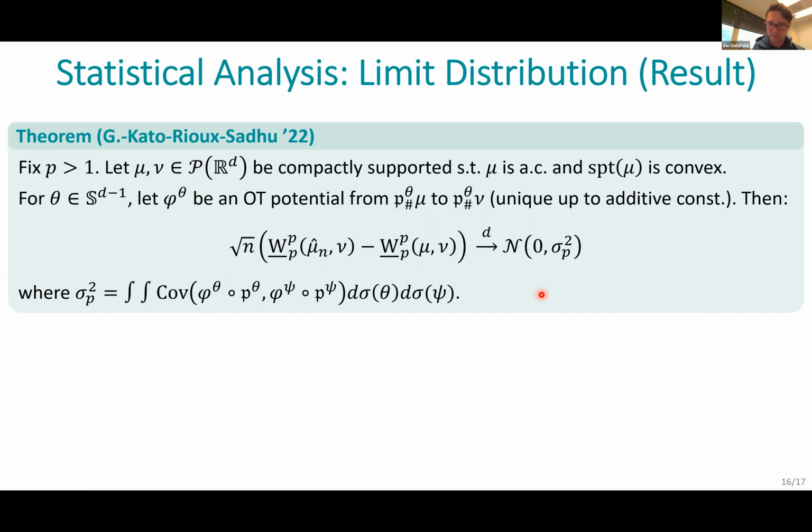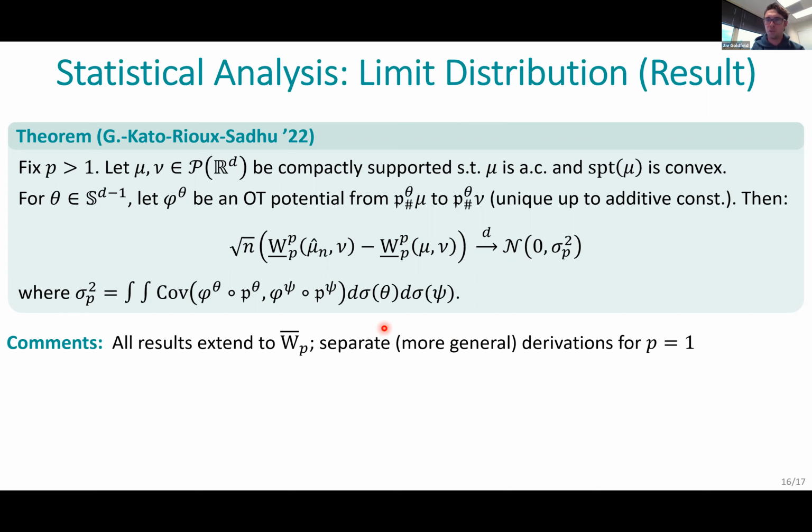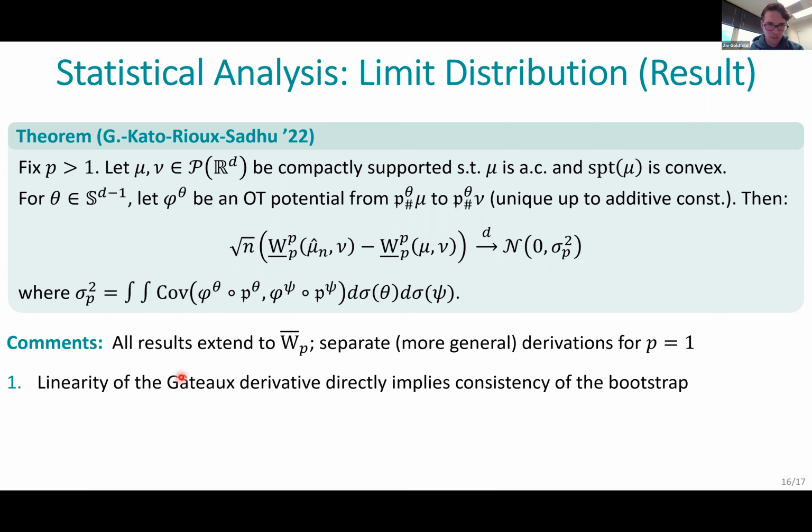Okay, and this is the last thing that maybe I'll spend 2 minutes on, and then I'll wrap up. Now, a few things to say here. First of all, like I mentioned before, the methodology is broader than just this one result. In particular, we can extend this to max sliced distances. We can treat the p=1 case. But beyond that, the first thing that I think is slightly more important is that this linearity of the Gateau derivative that I've alluded to before in fact automatically gives us consistency of the bootstrap, which gives us a computationally tractable way for estimating this limiting variable or its variance for that matter.